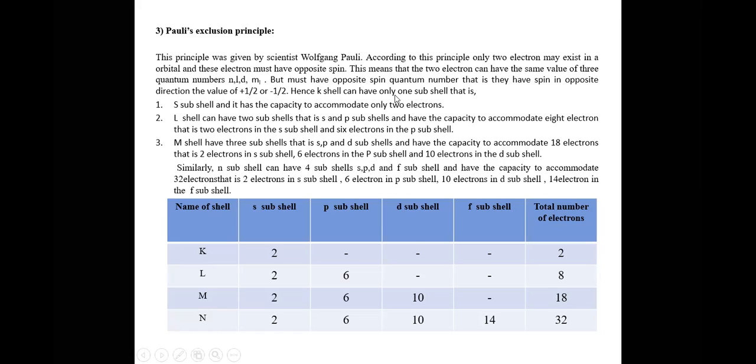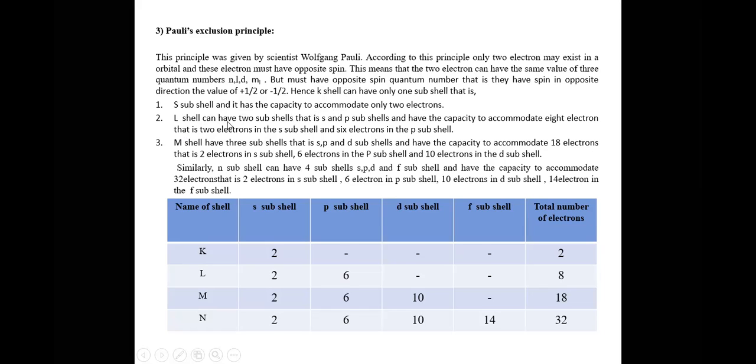Hence, K shell can have only one subshell, that is the S subshell, and it has the capacity to accommodate only two electrons. K shell can have only one subshell, that is S subshell, and it can have only two electrons in this S subshell.